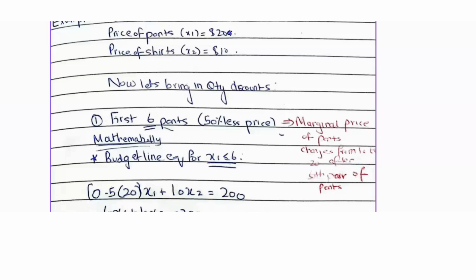Now from here, you can just solve for x2 in terms of x1 because later we want to plot this budget line as well, and we're going to plot it with x2 on the vertical axis and x1 on the horizontal axis. So if we write it in this form, x2 in terms of x1, then this will make it easy to identify the slope and vertical intercept.